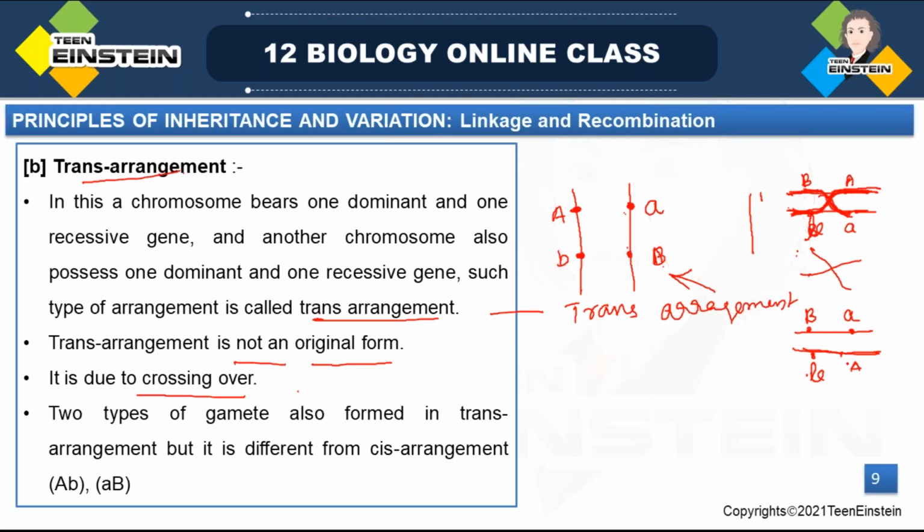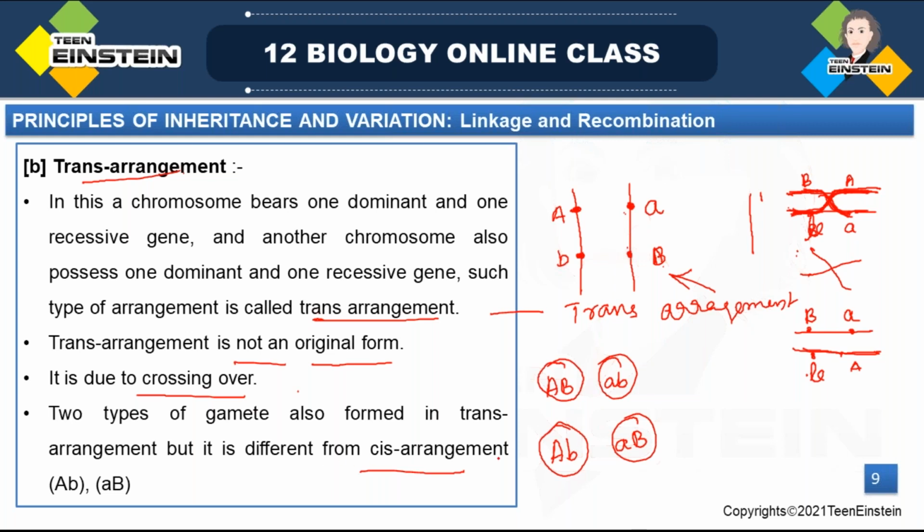This is the crossing over and this trans arrangement is due to the crossing over. This is not the original form. It is due to crossing over. So two types of gametes are also formed in trans arrangement, but it is different from cis arrangement. In cis, you will get AB and AB gametes, right? But in trans, you will get AB and AB. Here also two types of gamete, but the combination style is different.